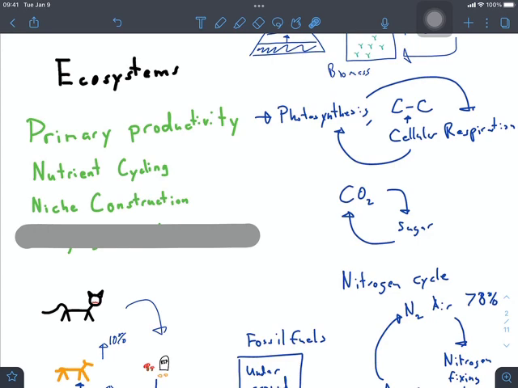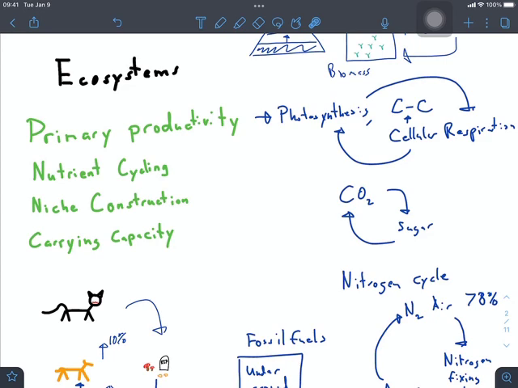Now, the last vocab term that's going to tie into our overall understanding of ecosystems has to do with that niche, because each ecosystem for each species will have a carrying capacity, or the total number of individuals of a species that can be supported based on these other factors, based on the primary productivity, nutrient cycling, and niche construction. The carrying capacity measures how many individuals of a species can be supported and can actually change through time.